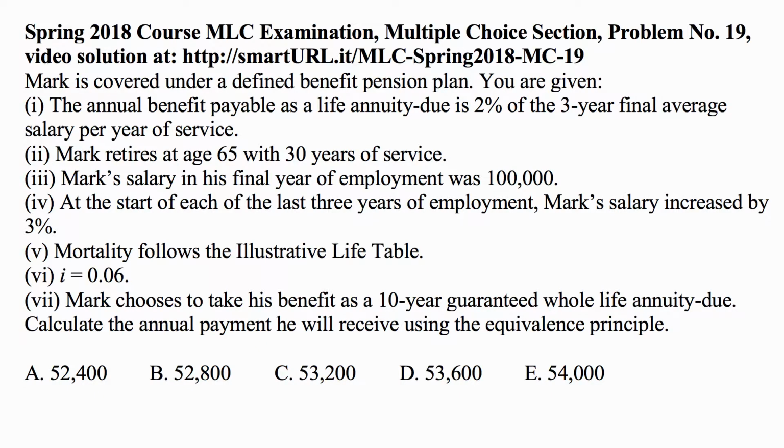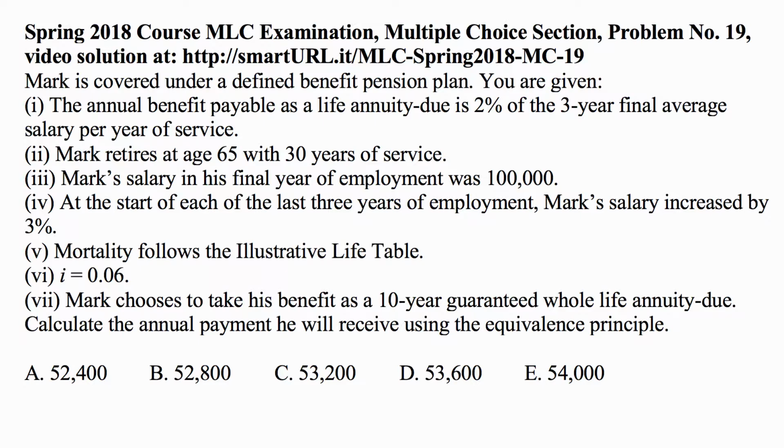Now here's a problem for today. For July 7th, 2018, it's problem number 19 from the multiple choice section of the last exam MLC from spring 2018. Mark is covered under a defined benefit pension plan. You are given that the annual benefit payable as a life annuity due is 2% of the 3-year final average salary per year of service. Mark retires at age 65 with 30 years of service. Mark's salary in his final year of employment was $100,000. At the start of each of the last 3 years of employment, Mark's salary increased by 3%.